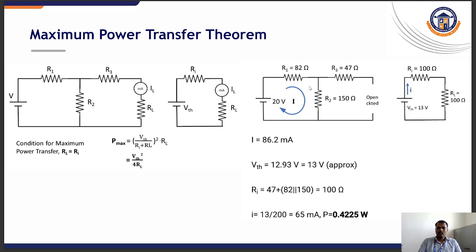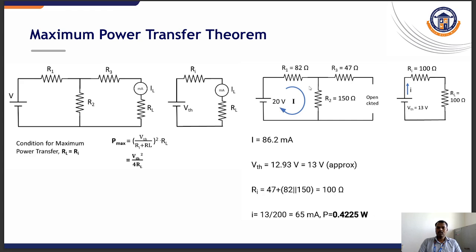Here the circuit given consists of one voltage source, three resistors and one load resistor. This circuit is replaced, or modified, with one single Ri resistance and then RL with the Thevenin voltage. So the maximum power is Vth divided by Ri plus RL, the whole square, into RL. So it is Vth square divided by 4 into RL. So this is the maximum power.